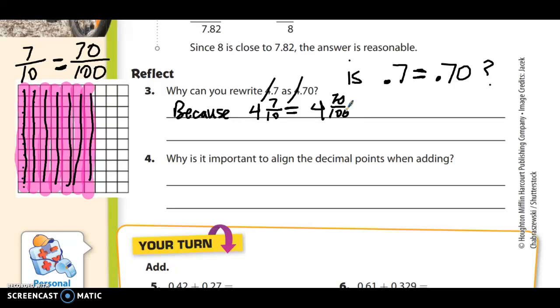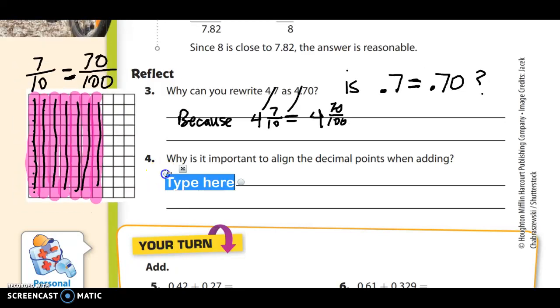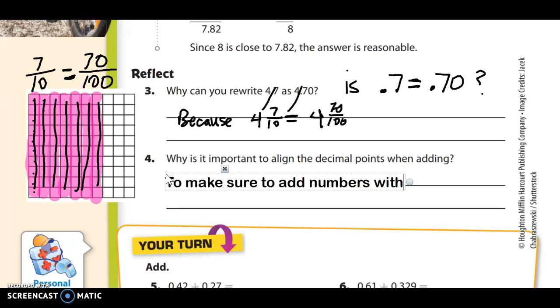Alright, so question number 4 says, why is it important to align the decimal points when adding? So we're going to write a word answer, and then I'm going to explain it just a tiny bit better too. It says, why is it important to align the decimal points when adding? We need to make sure to add numbers with the same place value.